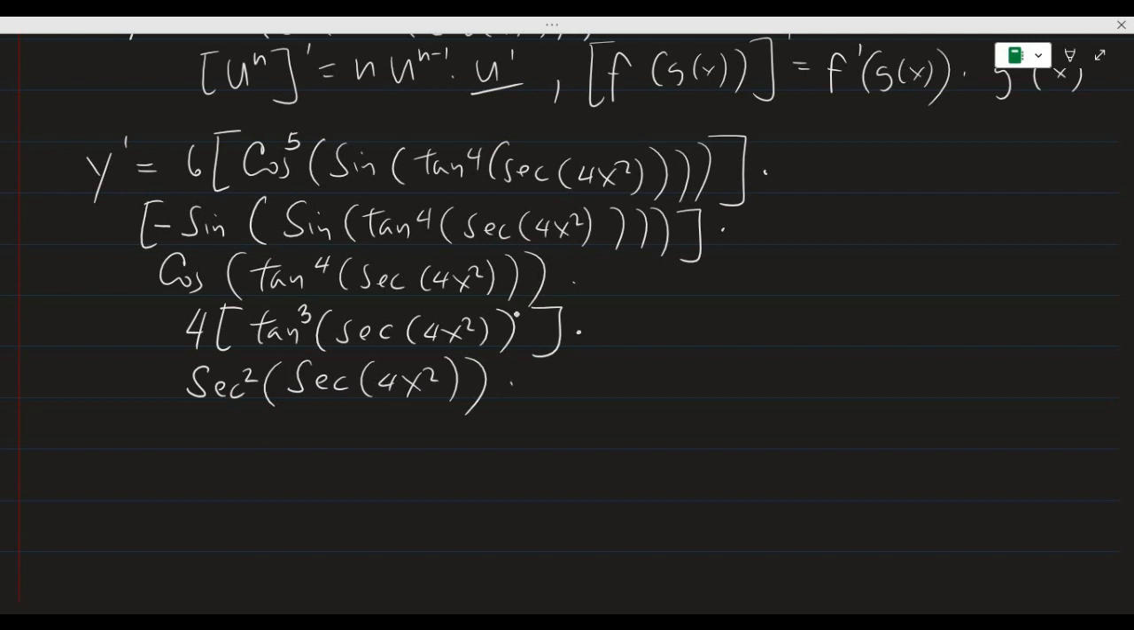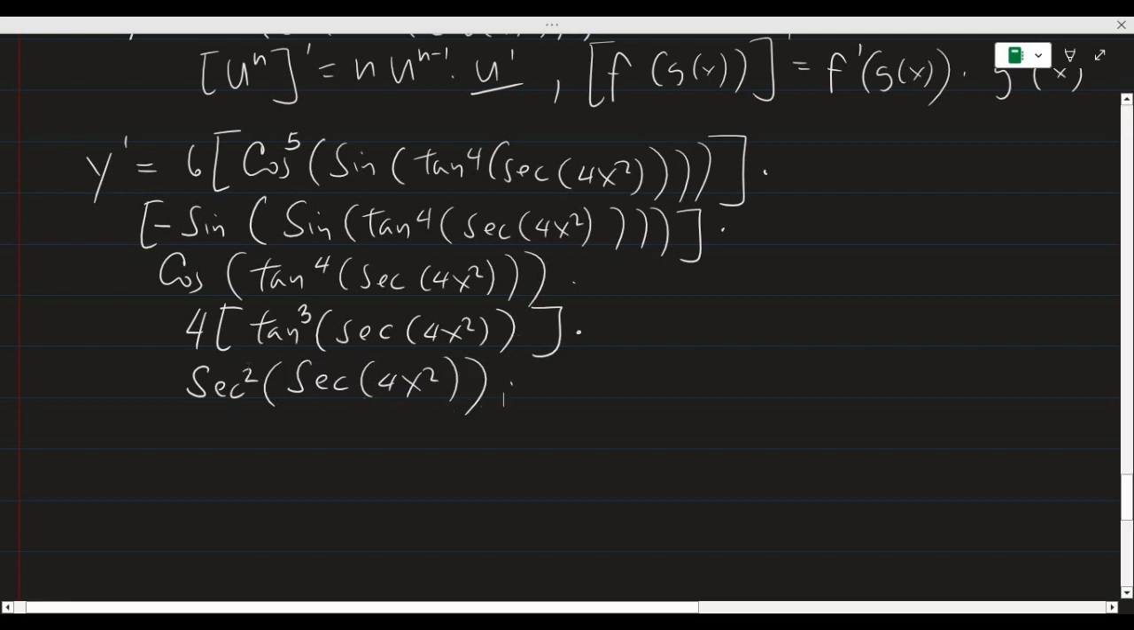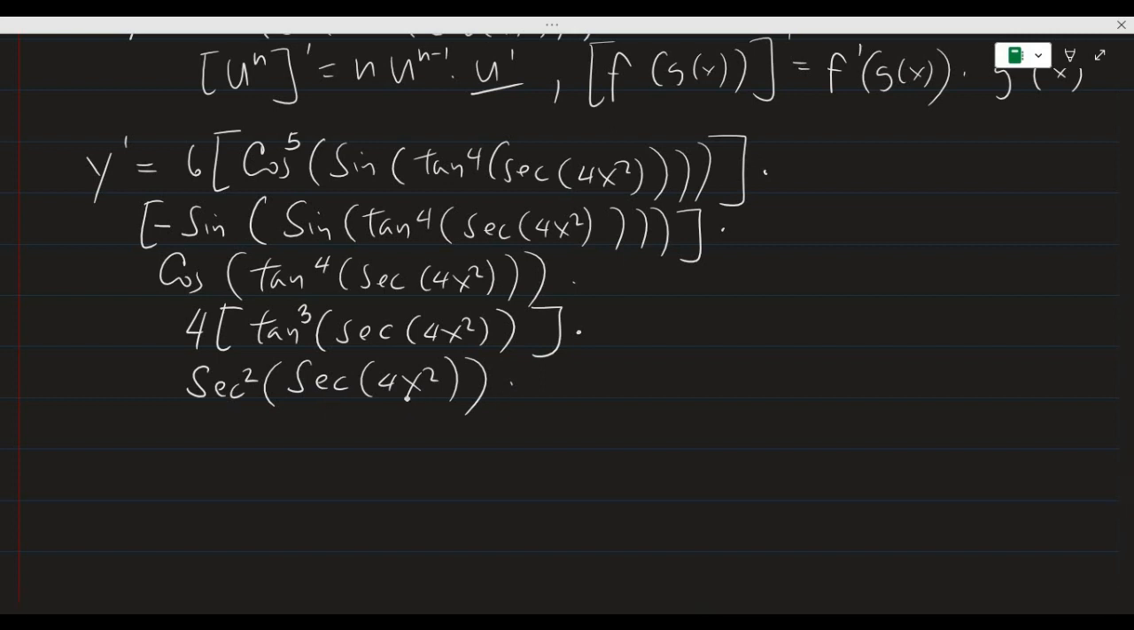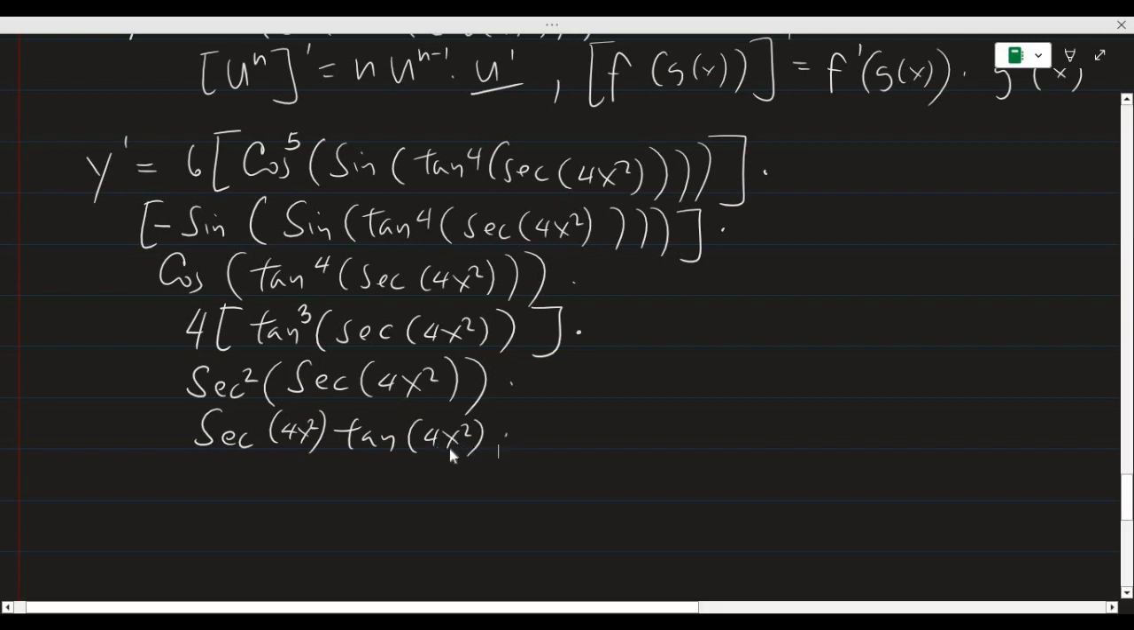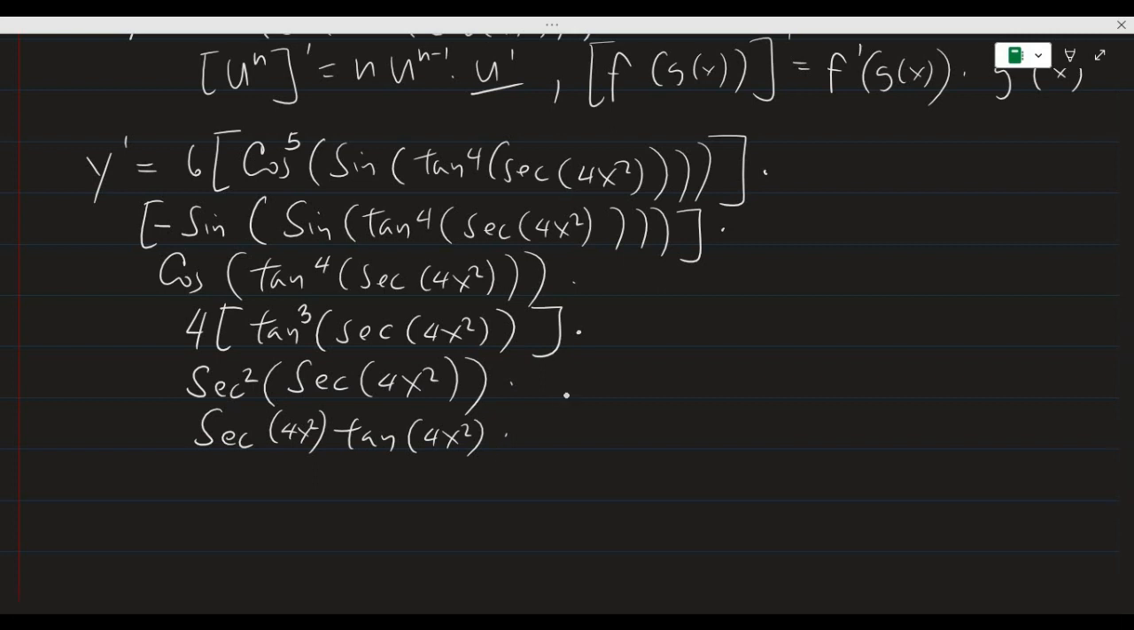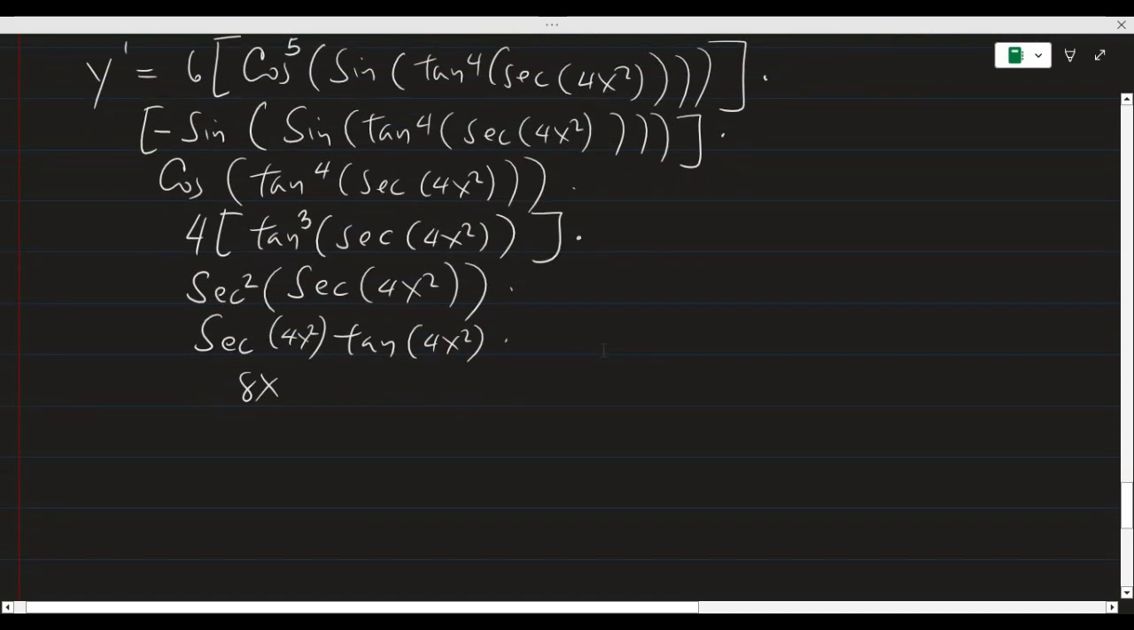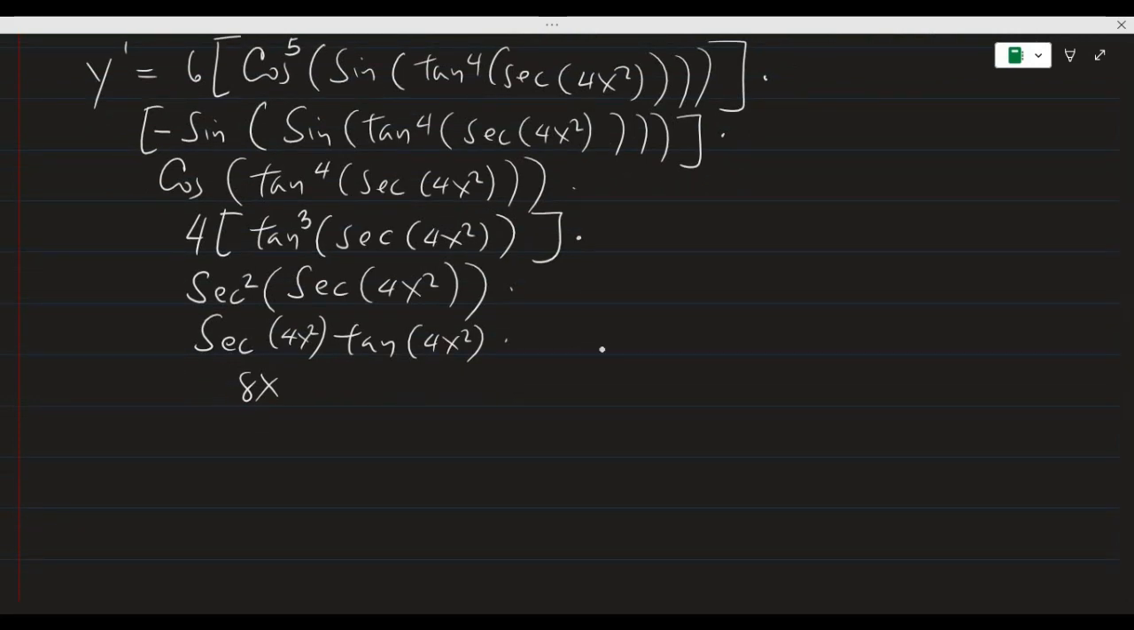Again we multiply the result by the derivative of the inner function. The inner function now is secant of 4x squared, whose outer function is secant, so the derivative of secant is secant tangent. The inside function is 4x squared, and then we multiply again the result by the derivative of the inner function, 4x squared. The derivative of 4x squared is 8x. So it's done. The next step is to finalize the result.